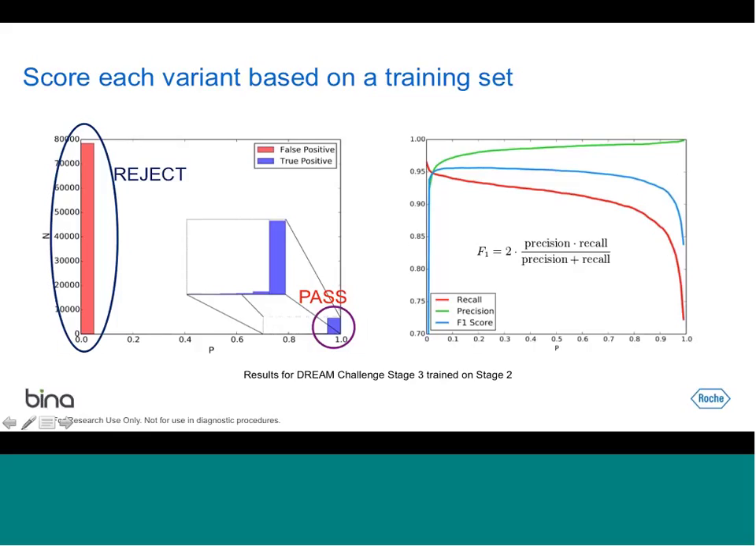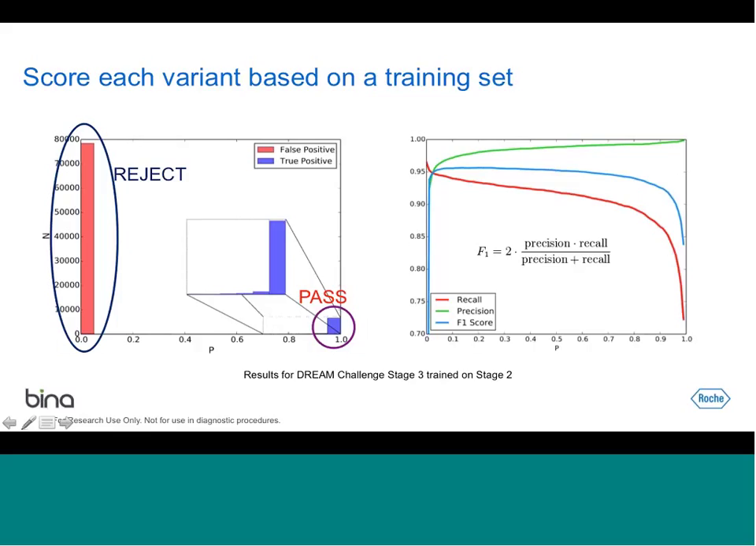On the left, you see a histogram of all the calls with different probability scores, and the histogram is color-coded. The blue bars are true positives. The red ones are false positives. You can see that just from this graph, they separate very clearly. There is something in the middle between 0 and 1, but the vast majority cluster around 0 and 1. There are false positives around 1, and there are also true positives around 0. But by and large, SomaticSeq has classified those mutations correctly.